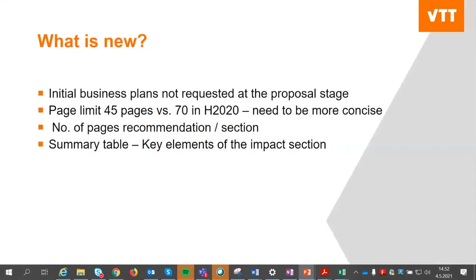So, and then a few words about what is new. Well, the first thing, as was already discussed in the chat, is that the page limit nowadays is 45 pages versus the 70 in Horizon 2020.